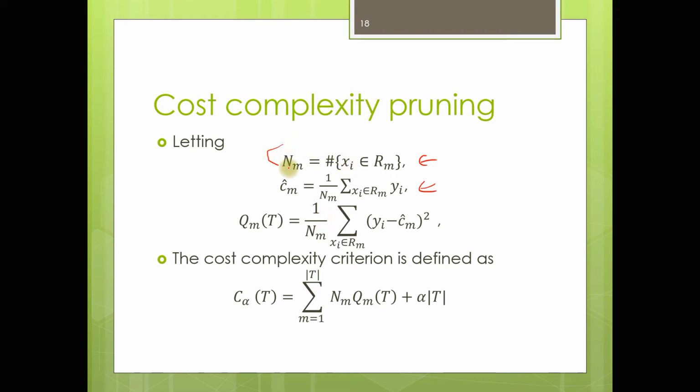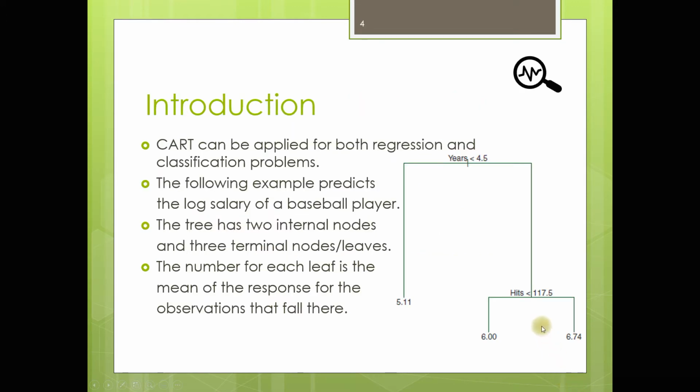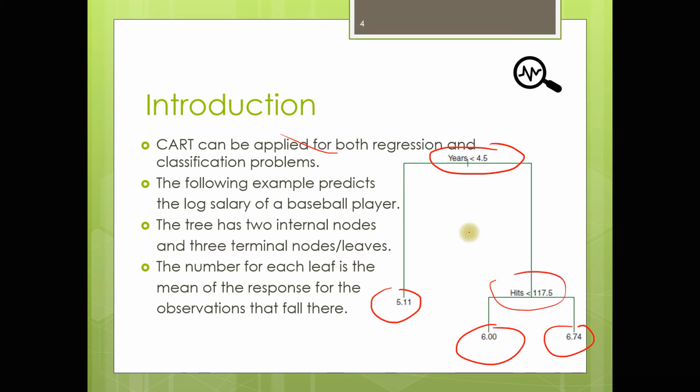Now, the Nm that you see here represents the number of observations that you have within a certain region. What do I mean by this? Let me just give you an example to illustrate this idea. You remember that here there was, for example, years less than 4.5. For years less than 4.5, you had one region. For years greater than 4.5, you had two different regions with respect to the number of hits. Now, let's suppose I'm talking about one particular region here, region 1, R1.